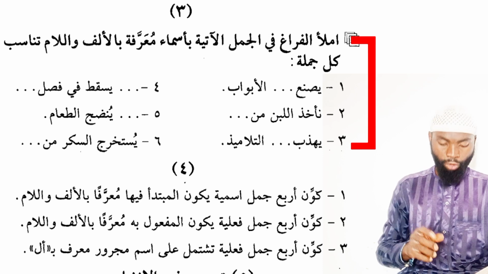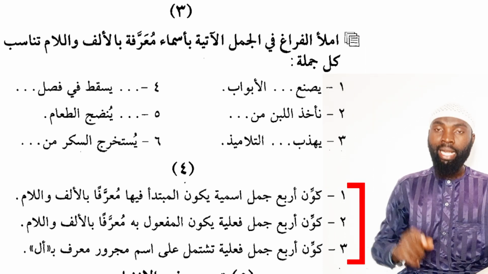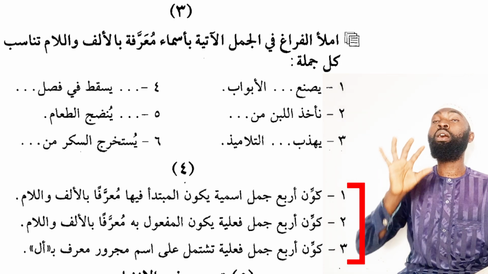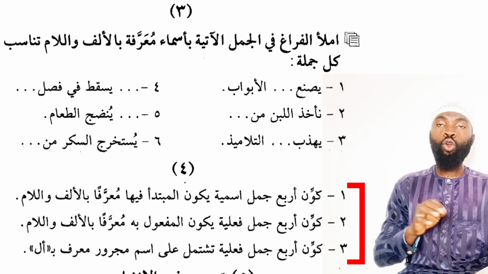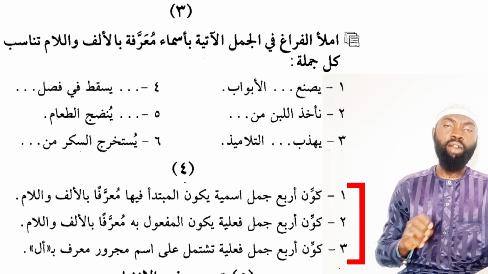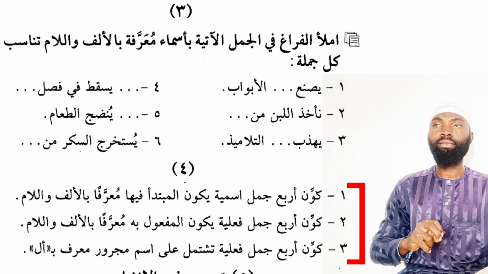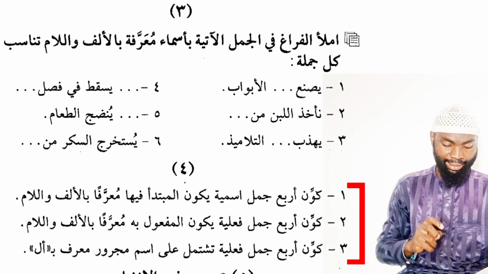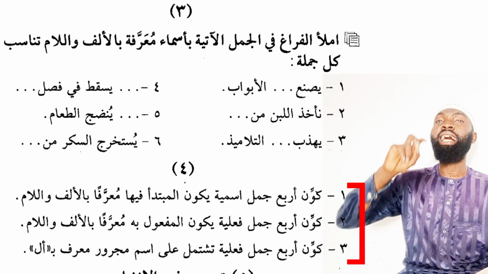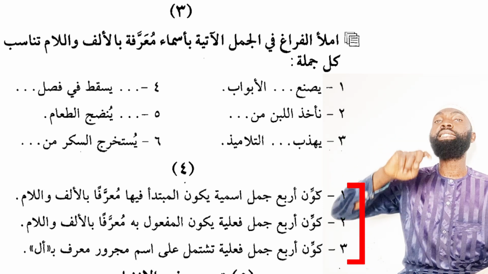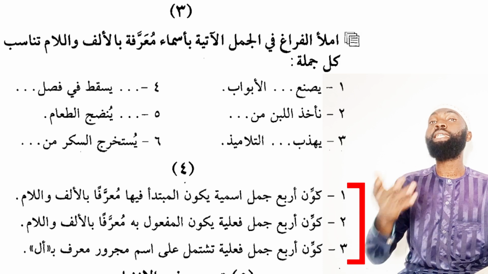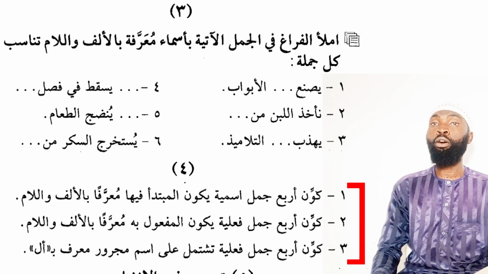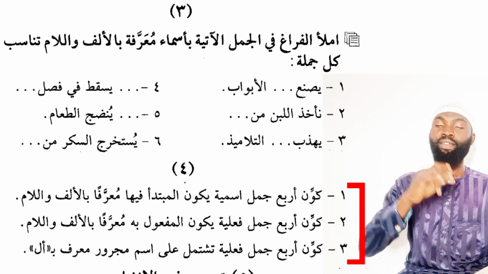Tamrin Rabi, exercise number 4, we have 1 which says Kawin arba'a jumalin ismiyatin. You are to form 4 nominal sentences. Yakunul mubtada'u fiha mu'arrafan bil alif wal lam. The mubtada, the first noun in each of these nominal sentences should be a noun that has alif and lam, which makes it a definite noun. I could simply say al-waladu muhadhabun. The boy is well mannered. You can solve the remaining.